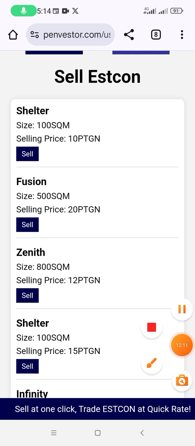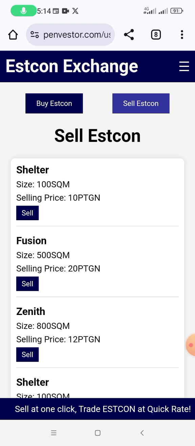You understand? So if you join our group, as I've said, you have full knowledge of how this thing works. It's kind of complicated, especially understanding buy ESTCON and sell ESTCON. You have to understand these two things. Buy means that you are buying from a broker. Sell means you are selling to a broker.